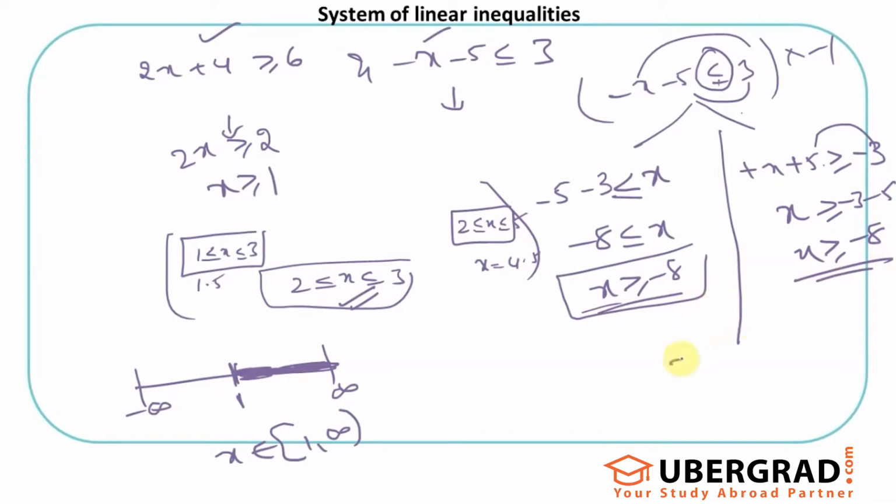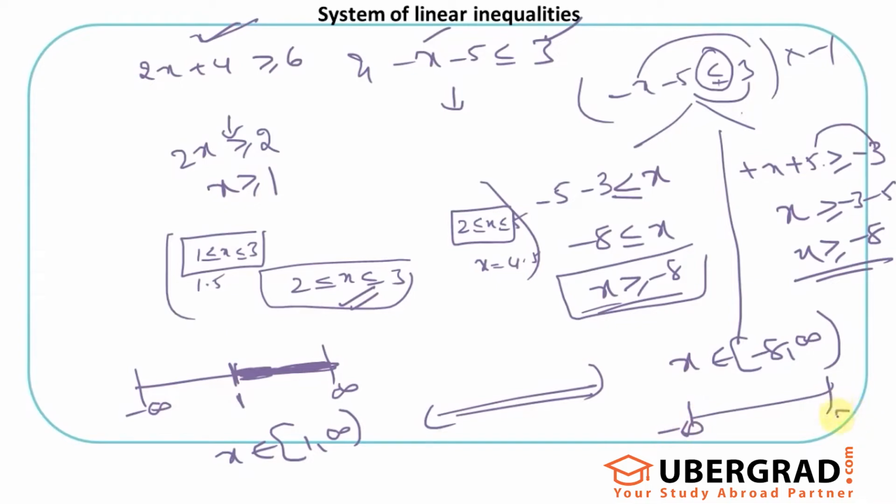So what does this mean? X belongs to minus 8 to infinity. As long as x is between minus 8 and infinity, I will satisfy this inequality. As long as x is between 1 and infinity, I will satisfy the first inequality. So what should be the answer? If I look at the common areas between both of them: minus infinity to infinity, minus 8 comes here, let's say, and this is all accepted. And where would 1 come? 1 would come somewhere here. So 1 to infinity is accepted for the first one, whereas for the second one, minus 8 to infinity includes 1 to infinity. So the answer is 1 to infinity.